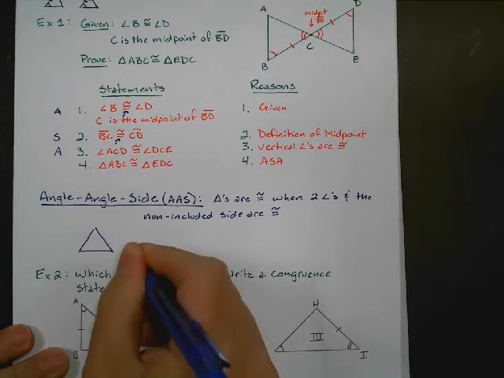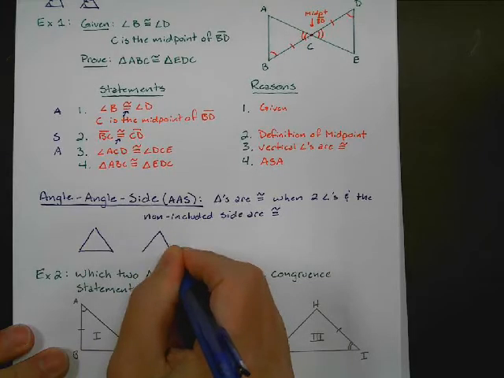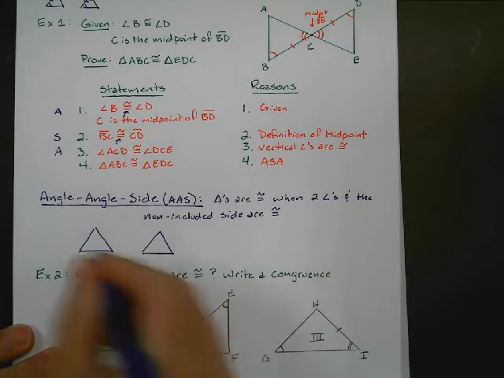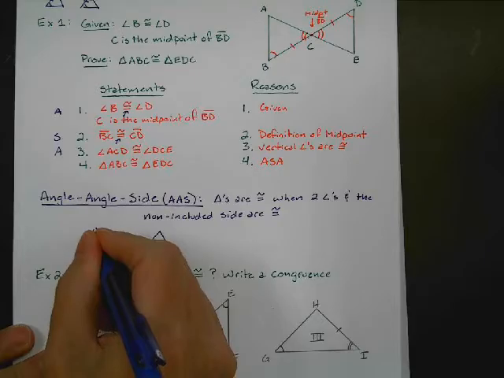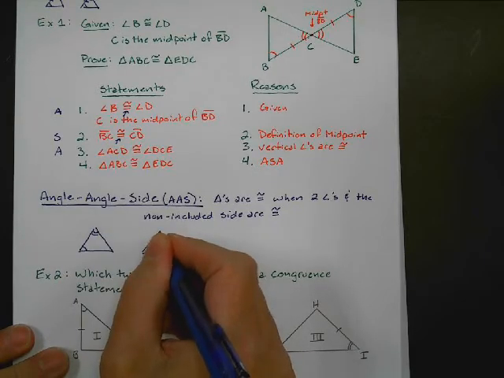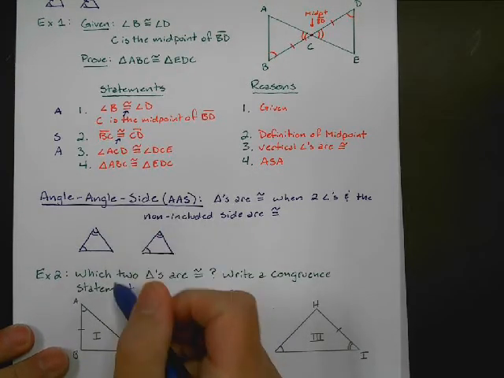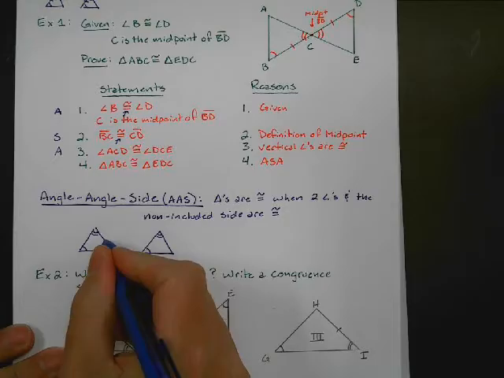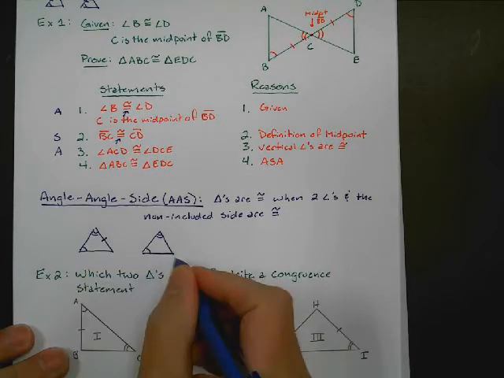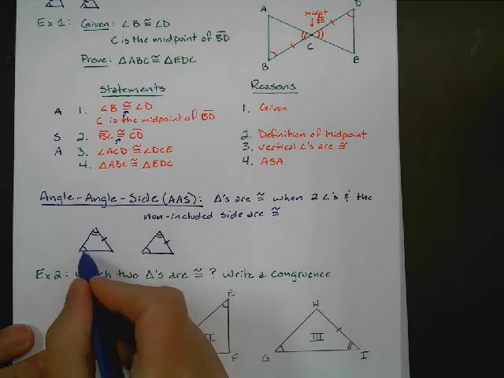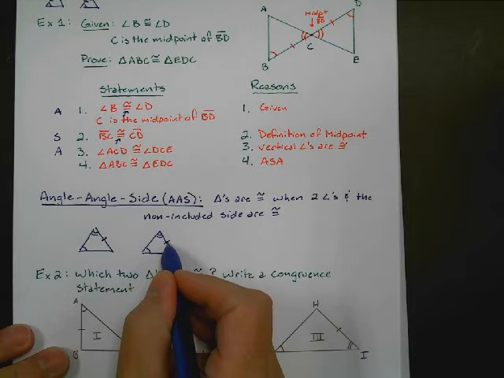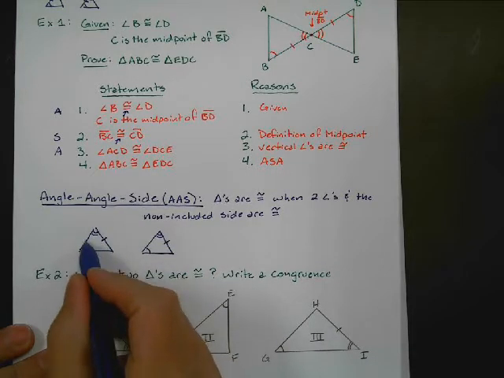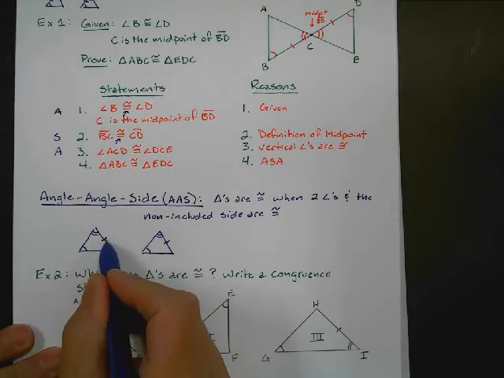So here I've got a triangle, here I've got another triangle. Okay, so two angles: here's one, here's a second angle. So there's the angle angle part. The non-included side would be like this side over here. So this is angle angle side. When you're doing this one, it skips the included side and moves to the non-included side.